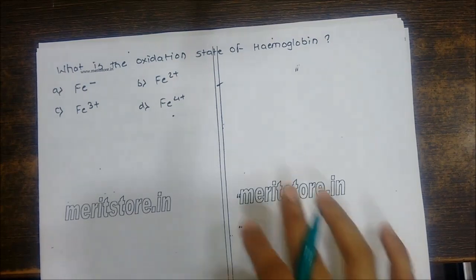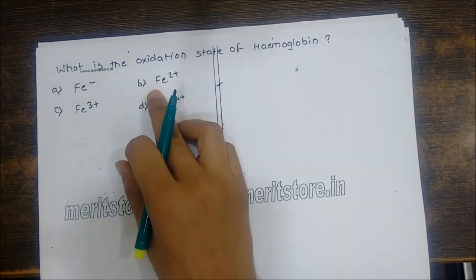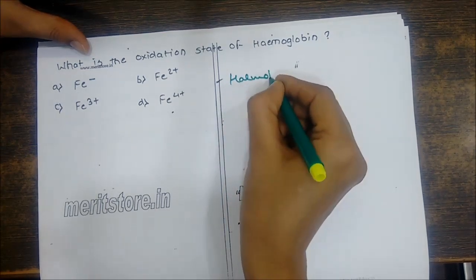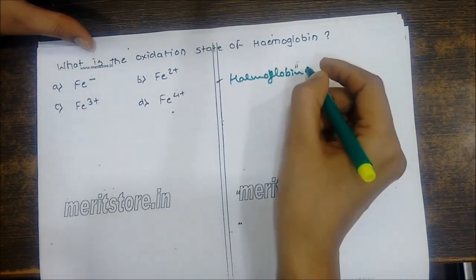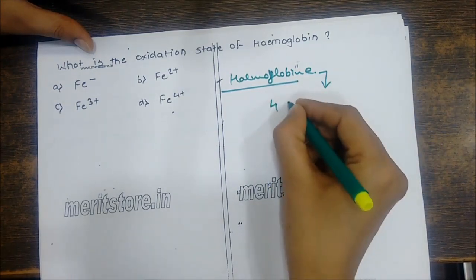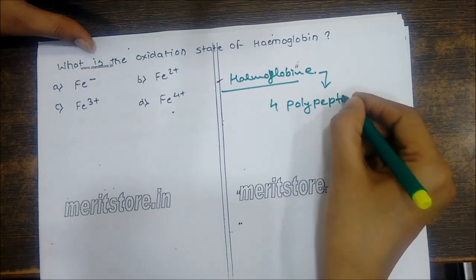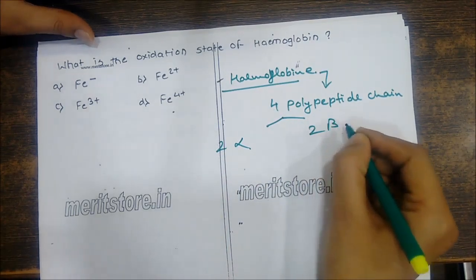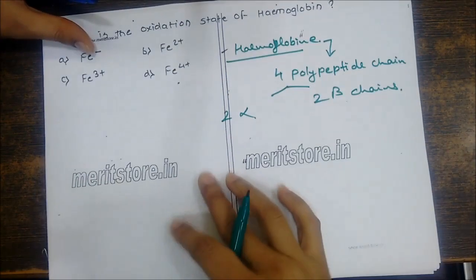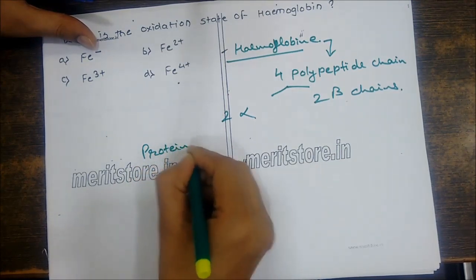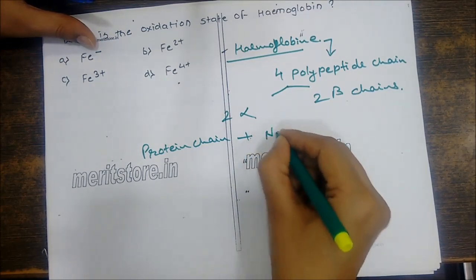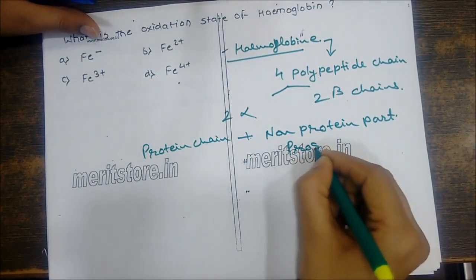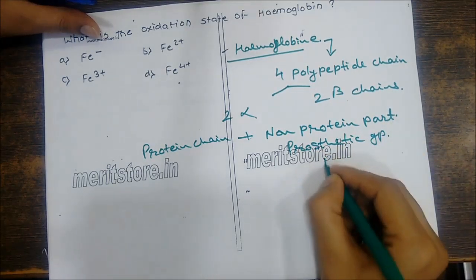Now, what is the oxidation state of hemoglobin? A. Iron minus, B. Iron plus 2, C. Iron plus 3, and D is iron plus 4. As we know, hemoglobin is a polypeptide chain. It consists of 4 polypeptide chains, in which 2 chains are alpha and 2 are beta chains. In hemoglobin, the protein chain is connected with the non-protein part, or the prosthetic group. This is also called heme group.